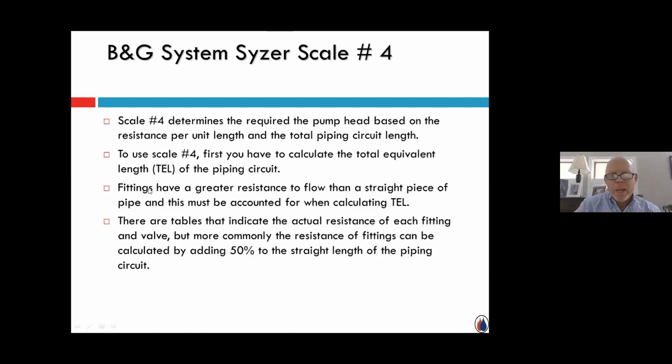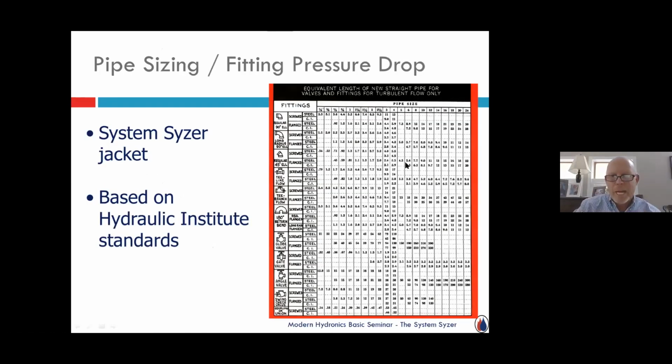So what we have to account for is not only a straight run of piping, but what are the fittings? Because fittings offer greater resistance to flow than a straight piece of pipe. So we have to calculate that to establish the TEL, the total equivalent length. And there are tables in the sheath that comes with the System Syzer on the backside. It lists some of the old steel and cast iron regular fittings, long radius, etc., and what their equivalents are.